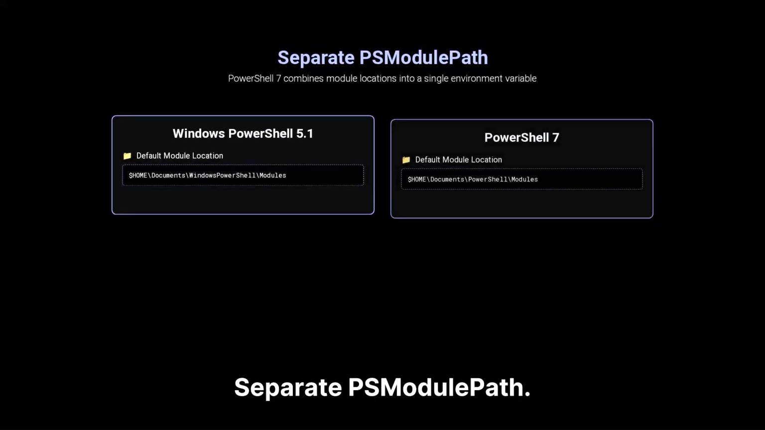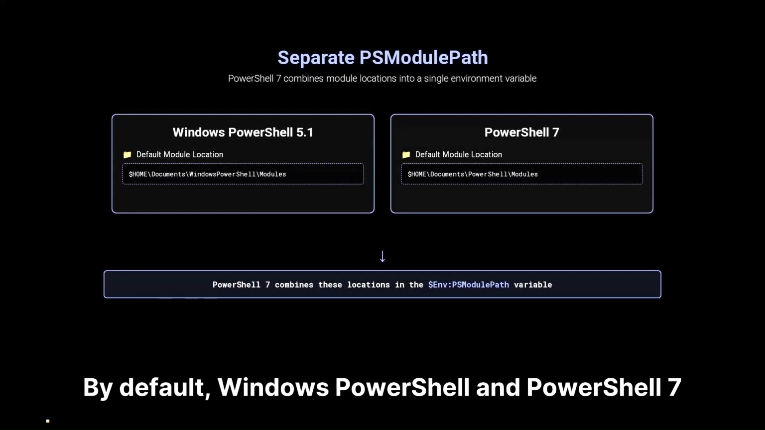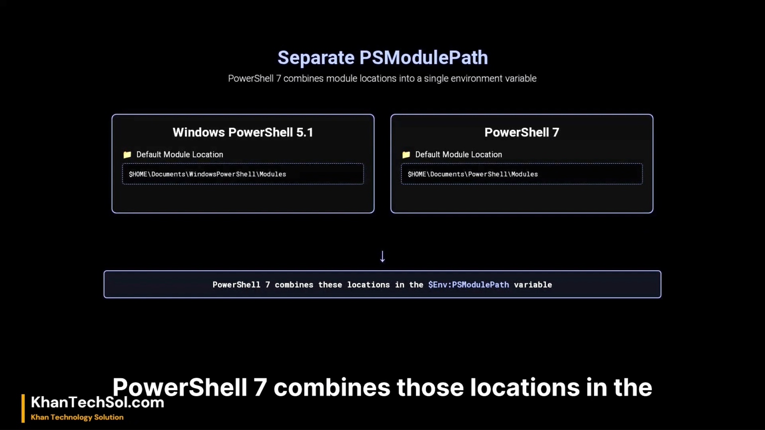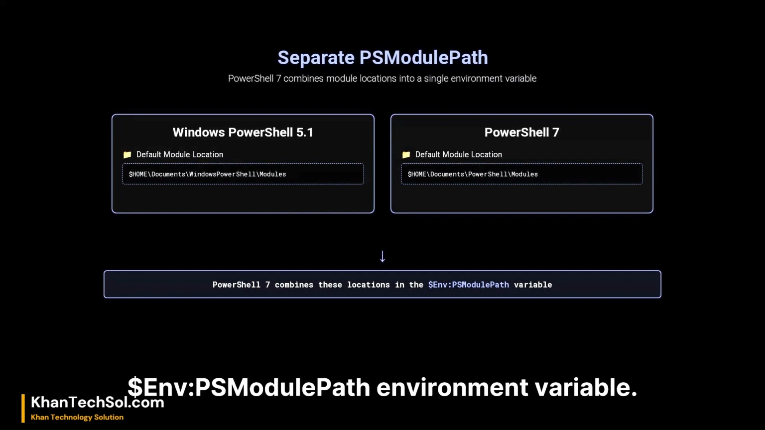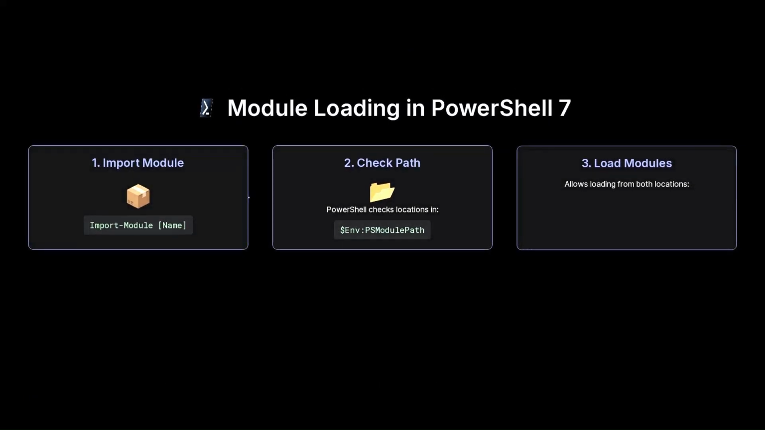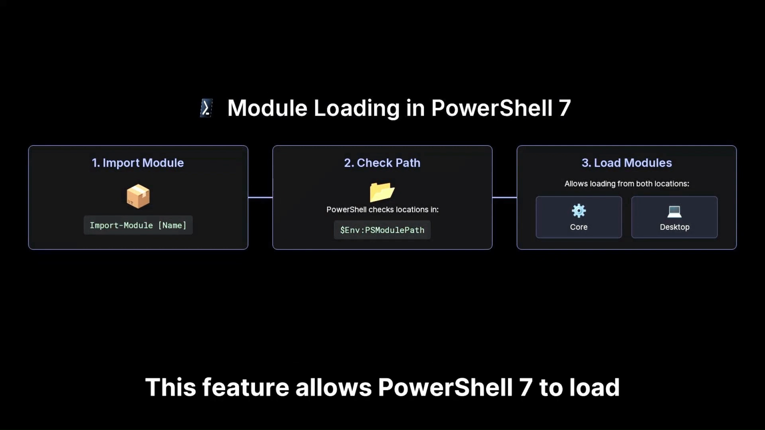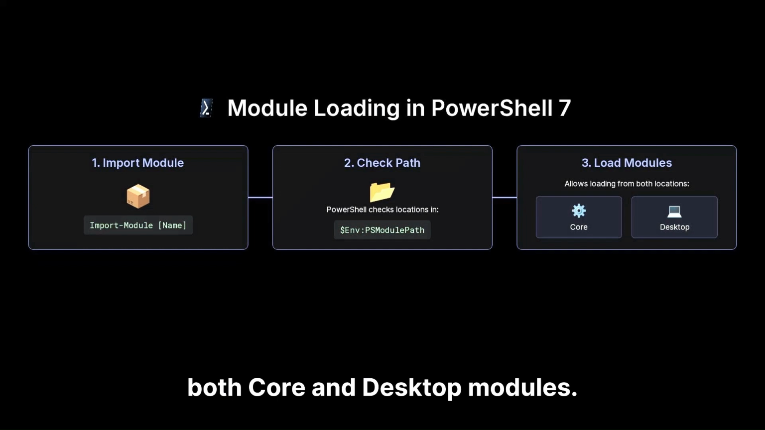Separate PS module path. By default, Windows PowerShell and PowerShell 7 store modules in different locations. PowerShell 7 combines those locations in the $env:PSModulePath environment variable. When you import a module by name, PowerShell checks the location that $env:PSModulePath specifies. This feature allows PowerShell 7 to load both core and desktop modules.